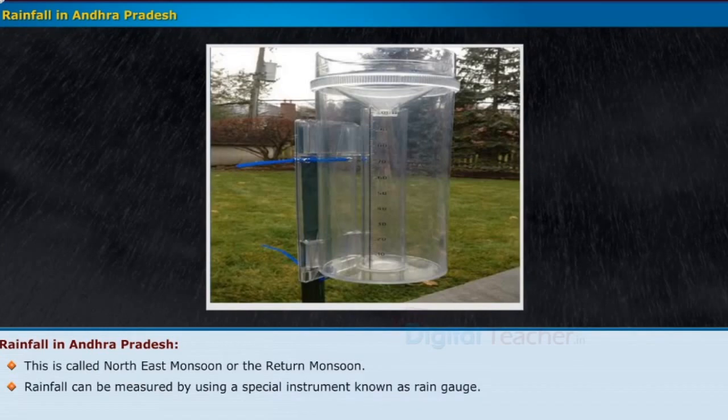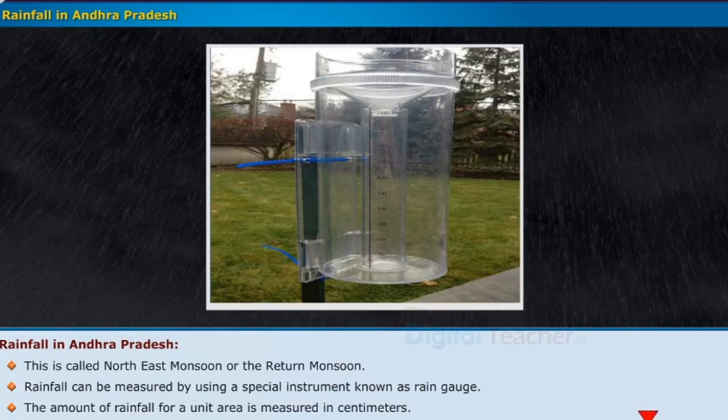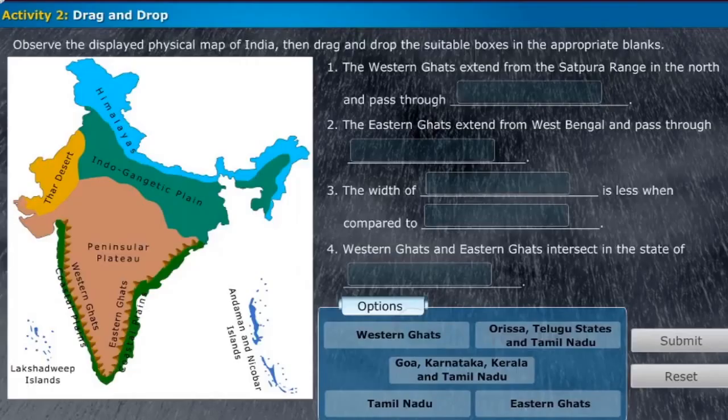Rainfall can be measured by using a special instrument known as a rain gauge. The amount of rainfall for a unit area is measured in centimeters. Here, let us perform an activity on the India map. Observe the displayed physical map of India, then drag and drop the suitable boxes in the appropriate blanks.